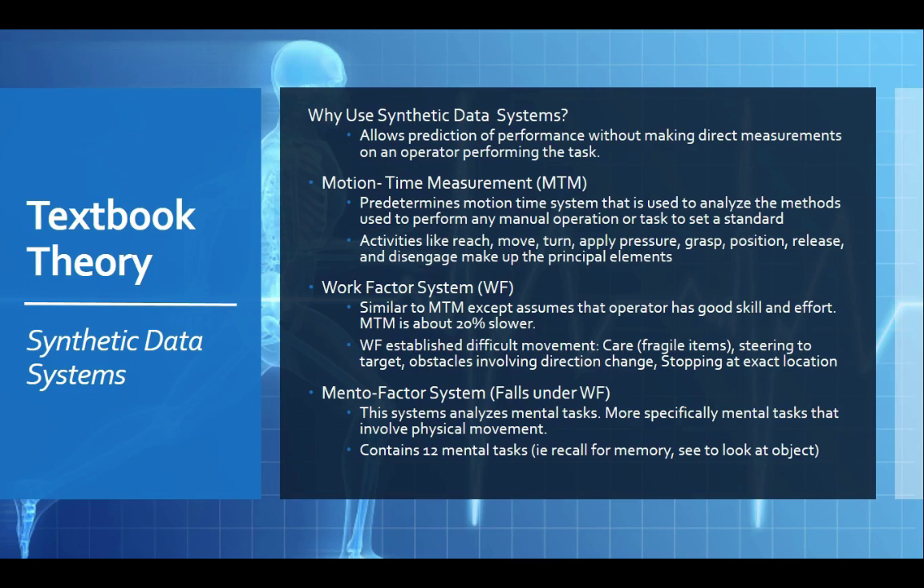We have a couple different types. We have motion time measurement, also referred to as MTM. This is a predetermined motion system that is used to analyze the methods used to perform any manual operation or task to set a standard. These activities would be like reaching, moving, turning, things like that. Some of them include each other. So when you reach to grab something, you'll be doing both reaching and grasping and applying pressure and all that. So this system does that.